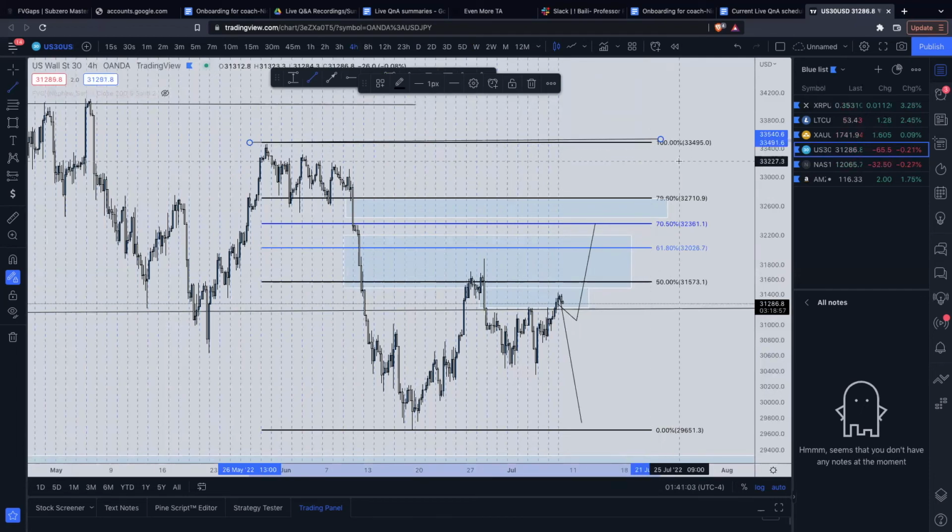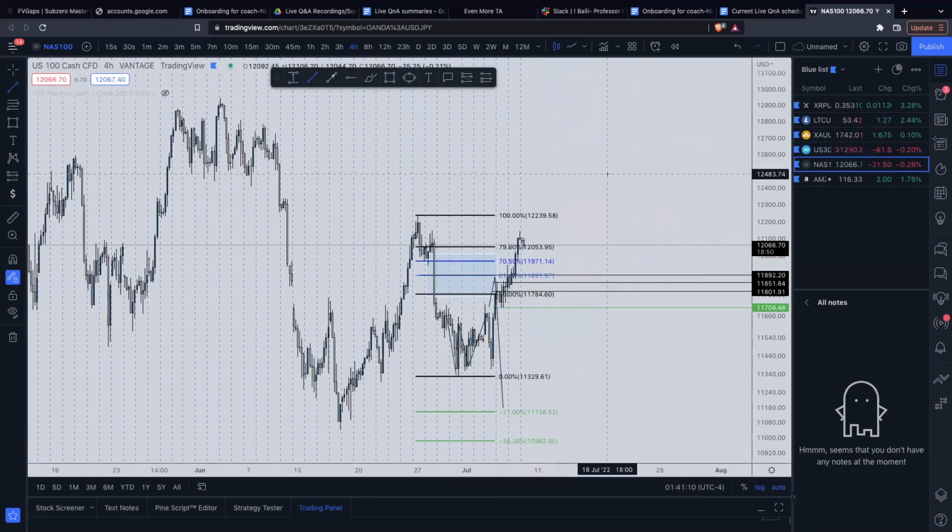My goodness. Anyways, I'm very bearish on this pair until we break out of this. So let's go ahead and take a look at NASDAQ.